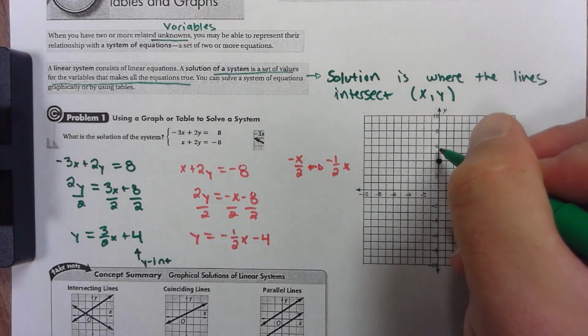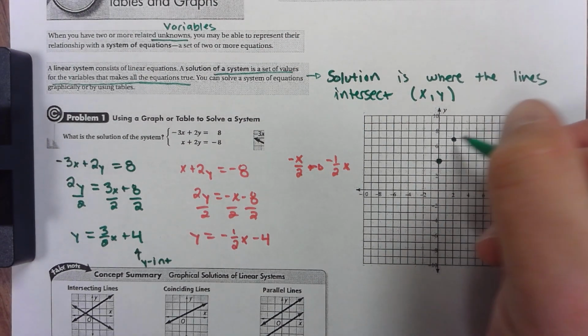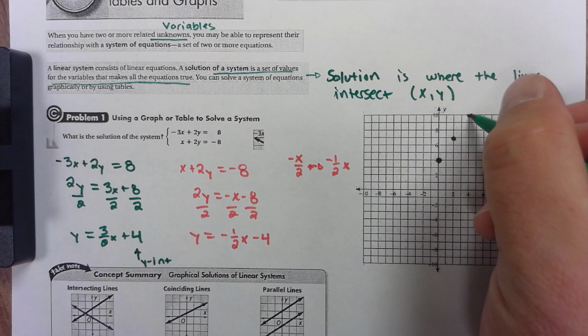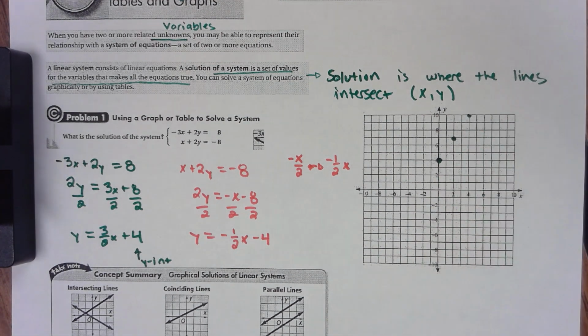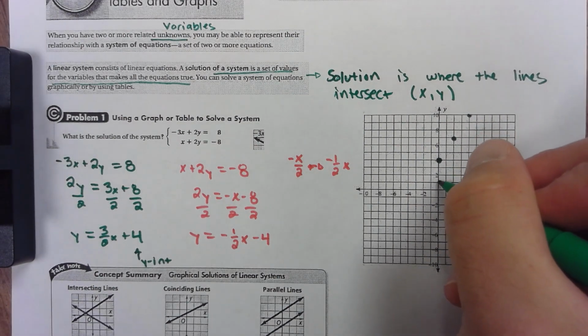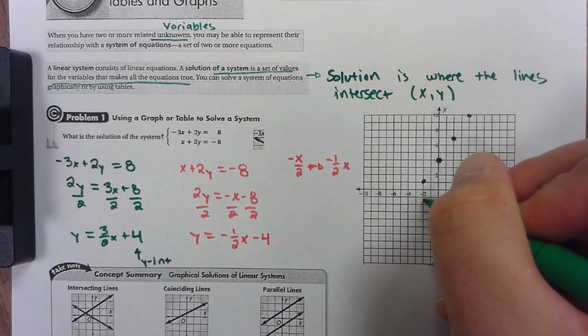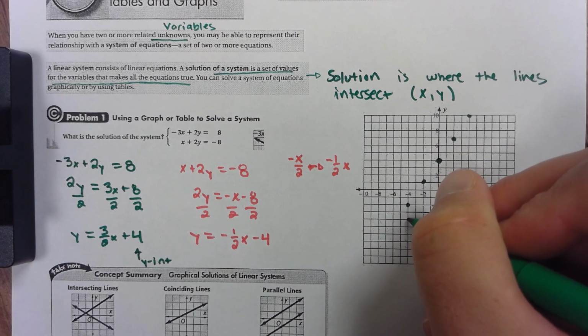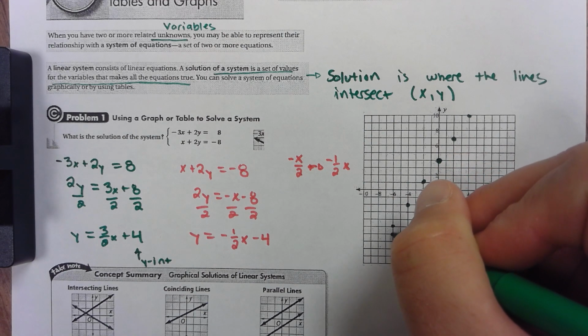So I'm going to go up 1, 2, 3, and right 2. Up 1, 2, 3, right 2. And then after going up and right, I could also do the opposite and go down 3 and left 2, just so that we're getting as many points on this graph as possible.